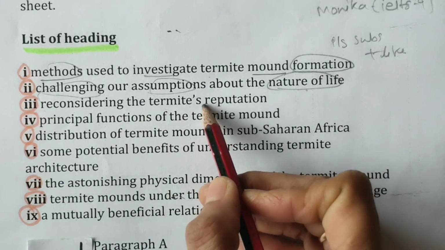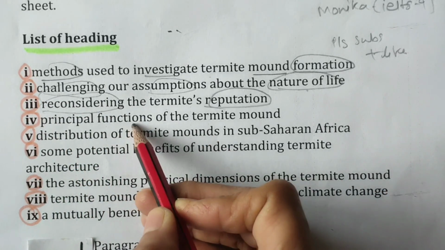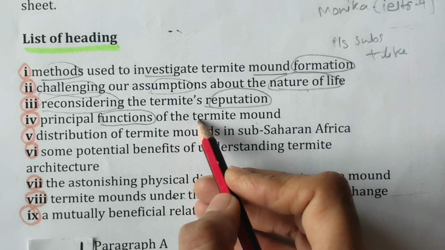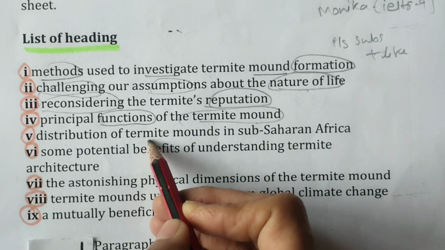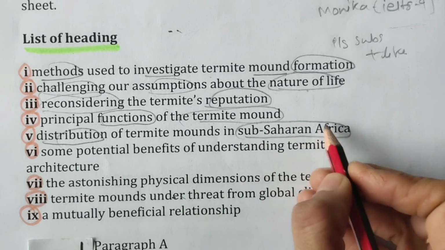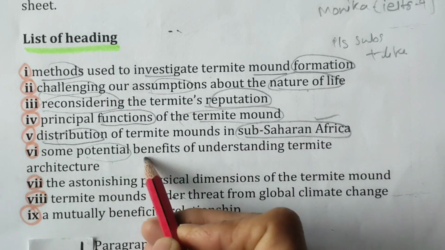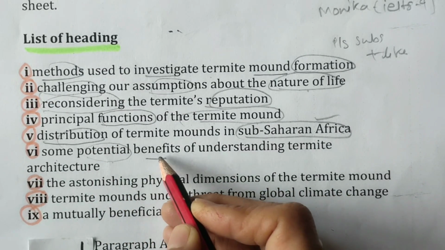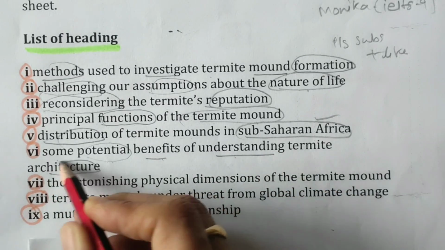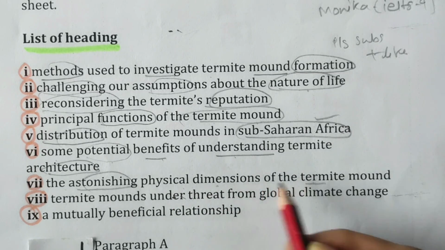Reconsidering the termites' reputation. So reconsidering means re-opinion. Principal functions of the termite mounds. Principal functions, main functions of these termite mounds. Distribution of termite mounds in sub-Saharan Africa. So this word we have already read. Some potential benefits, some futuristic benefits or applications of understanding termite architecture. Okay, the astonishing physical dimensions of the termite mound.